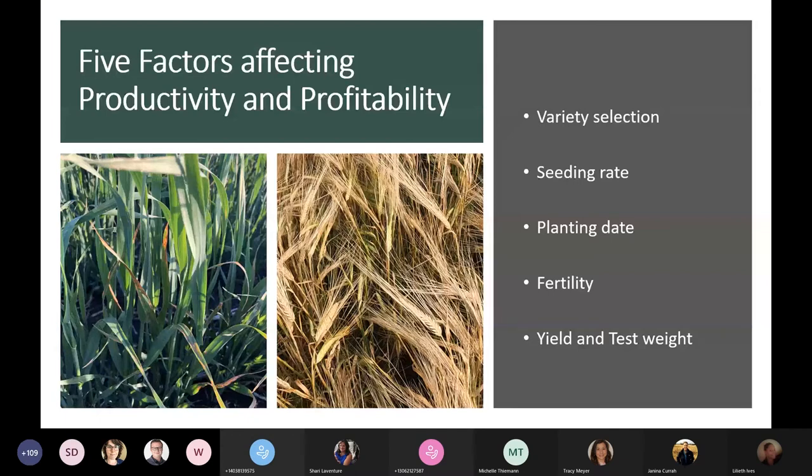Markets are also going to be a very important one. So am I growing my barley for the feed market or am I trying to get malt? The same can be said for oats. Am I trying to get milling oats or do I want to get feed oats? So, I mean, there are so many factors that can go into selecting a variety, and these are going to vary from farm to farm or from grower to grower. Also, sometimes it will vary from year to year.